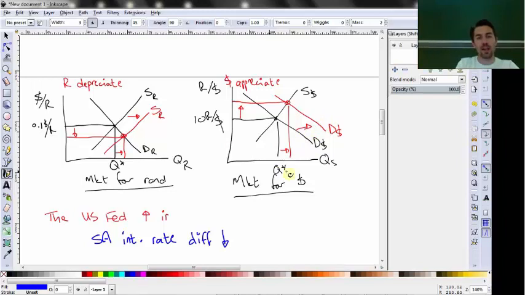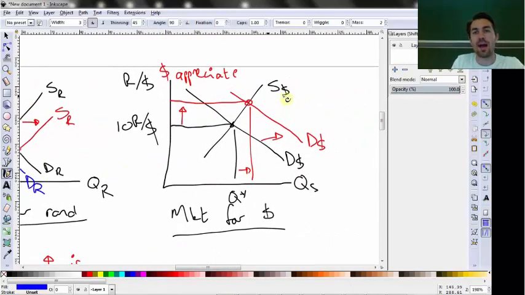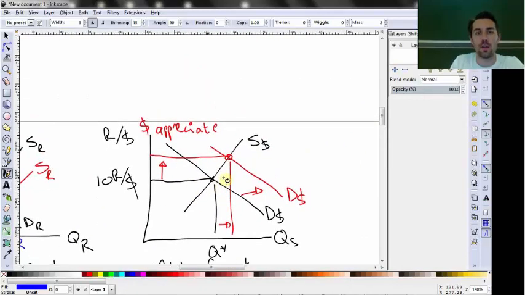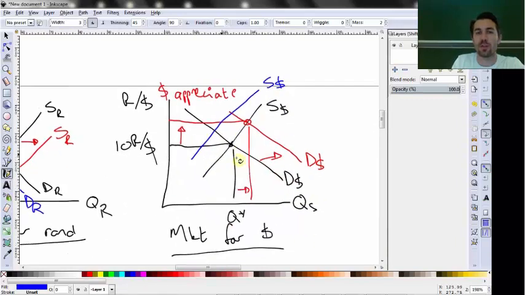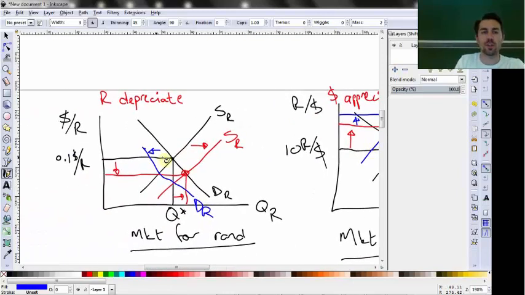So from the US side, there's a decrease in demand for rands. And I want to just, there we go. So our demand for rands can also decrease, and the supply of dollars within the market can also decrease within the market for dollars. So once again we have the same effect, appreciation of the dollar and depreciation of the rand.